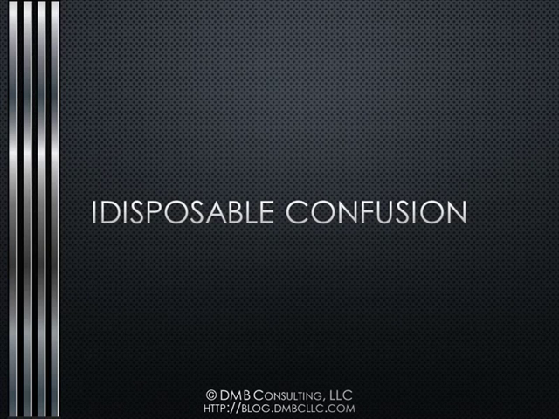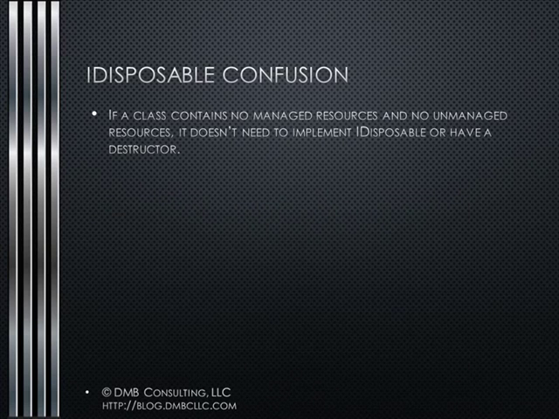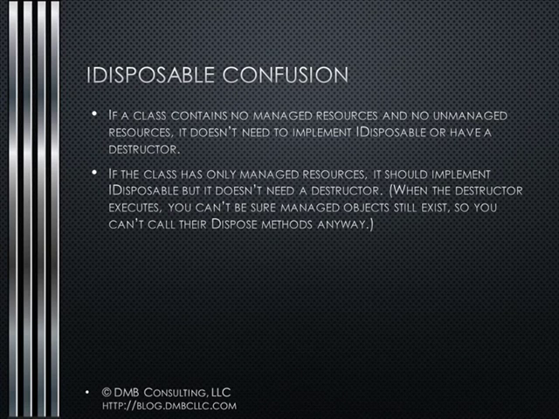In this book, on Chapter 5, and in other places on the web, it makes this statement. If a class contains no managed resources and no unmanaged resources, it doesn't need to implement IDisposable or have a destructor. If the class has only managed resources, it should implement IDisposable, but it doesn't need a destructor. When the destructor executes, you can't be sure managed objects still exist, so you can't call their dispose method anyway.